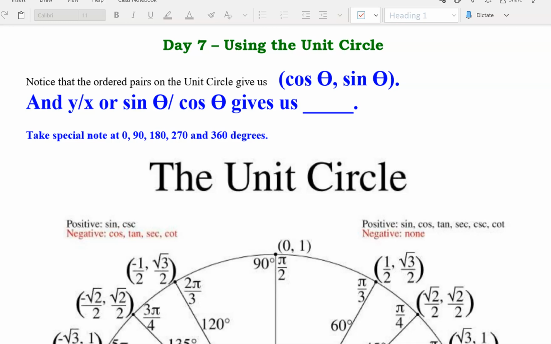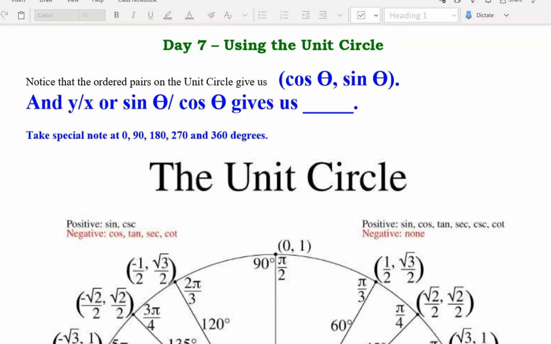Hi guys, it's Mrs. Rooker again, and I'm going to be doing day 7 with you, which is our last trig day, and it's really, really important because we talk about what the unit circle really gives us and how to use it. You're going to use the unit circle a ton in trig and in other math classes that you take as well.